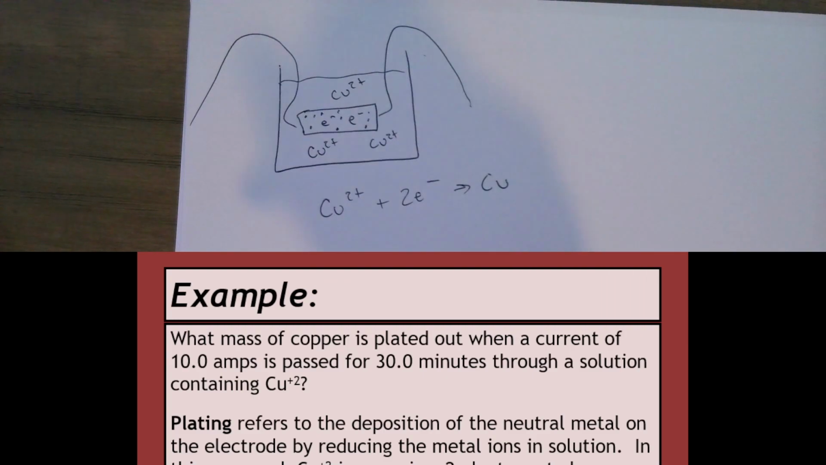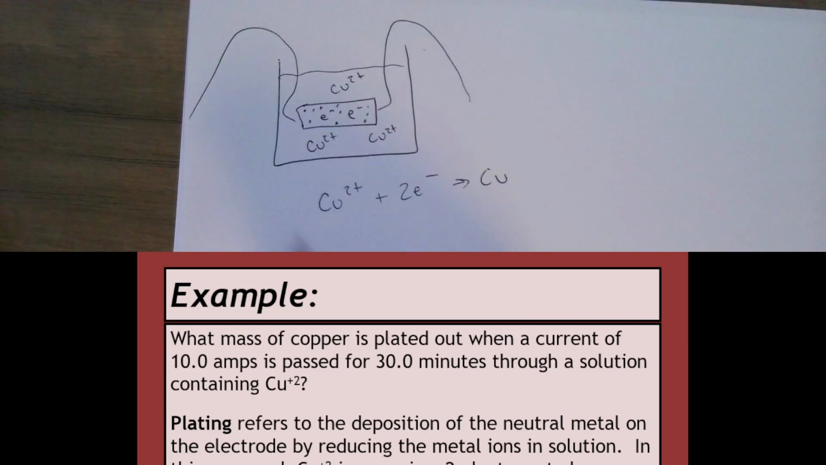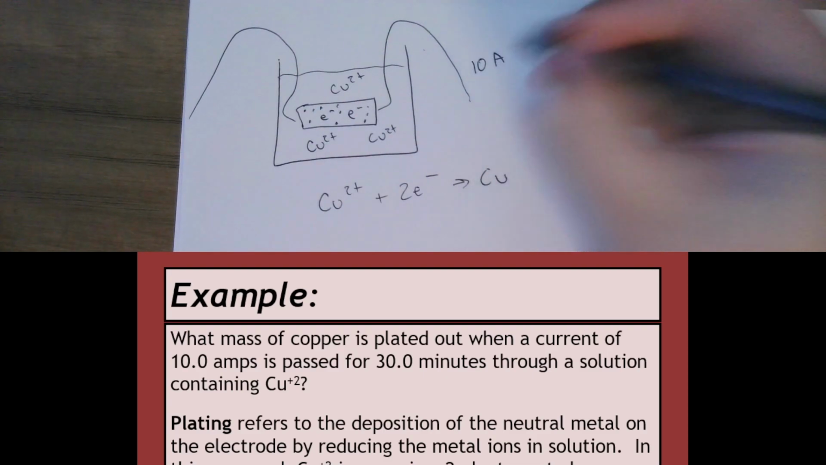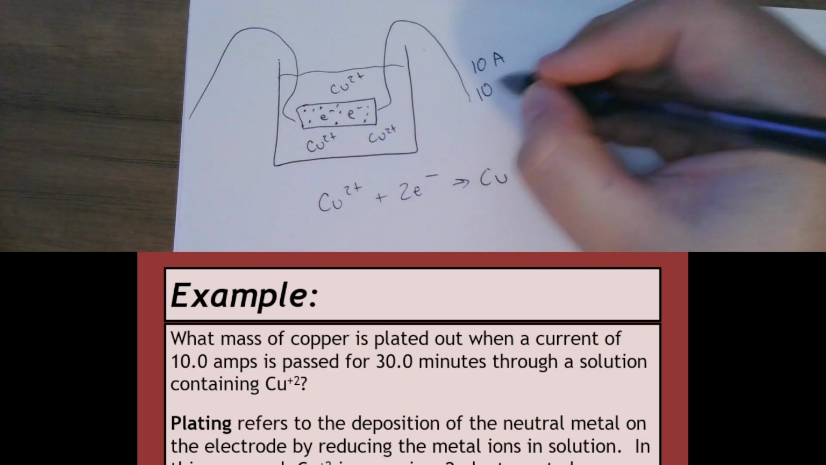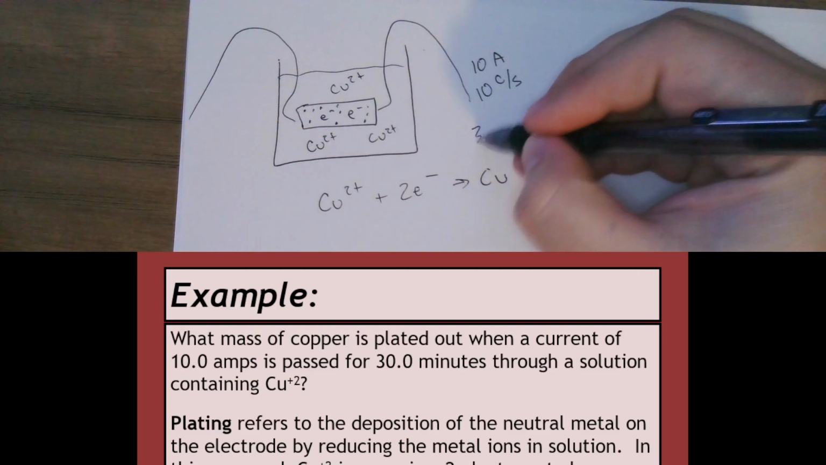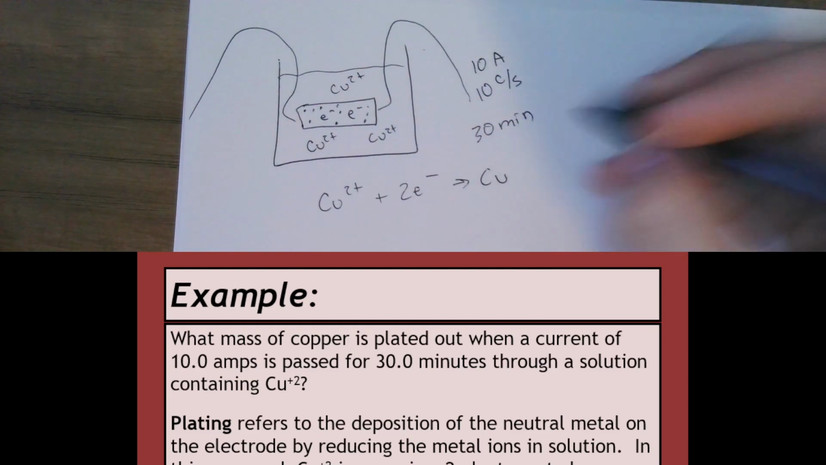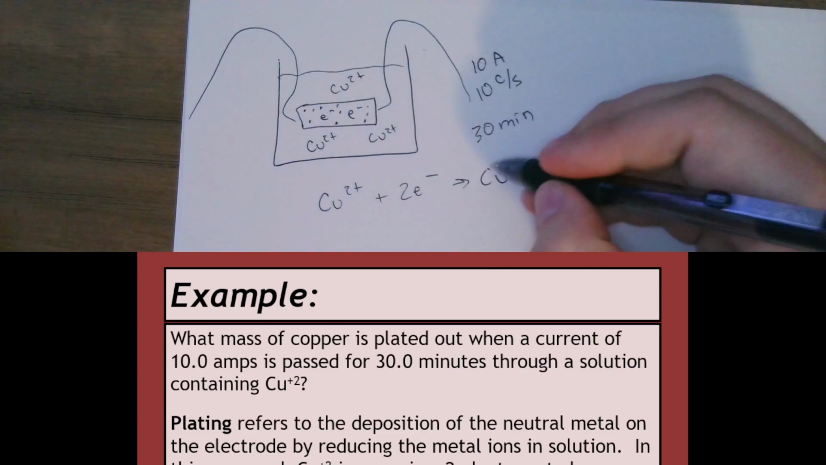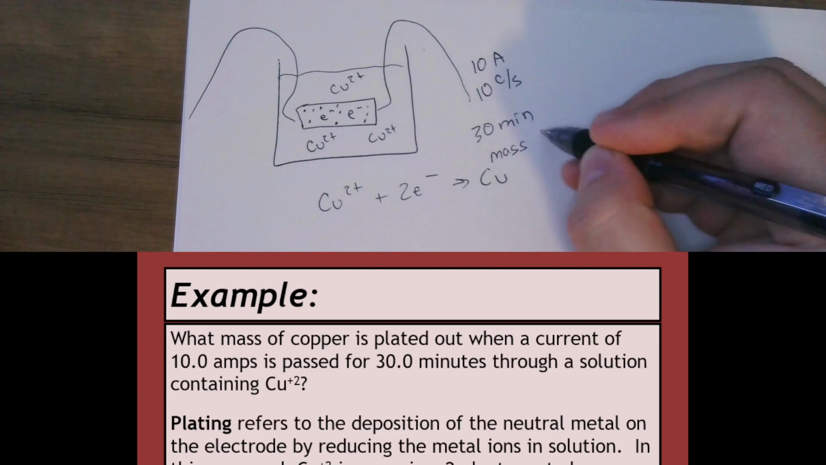What we're going to calculate is exactly how much copper we're going to be able to make. We're going to run a current. Our current's going to be 10 amps. An amp is a coulomb per second, so you can think about that either way. We're going to run it for 30 minutes. We're going to run the electricity and see what mass of copper we're able to plate out.